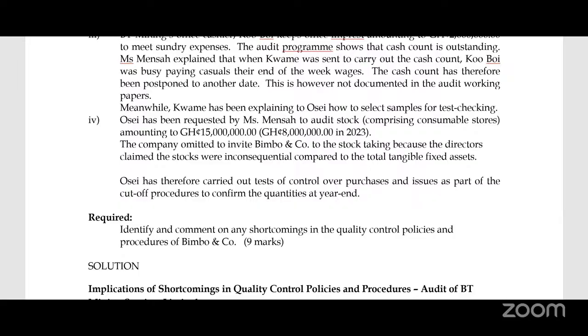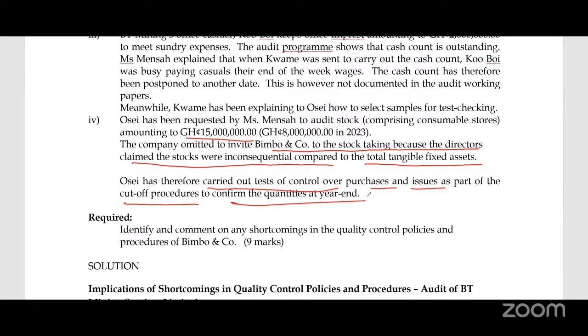One, the inventory is material, 50 million. Secondly, look at the risk here. They are telling you that the stocks were inconsequential compared to total tangible fixed assets. And you didn't do a major test, and all you did was just test of control over purchases and issues as part of your cut-off procedure. It wasn't the right thing you had to do.